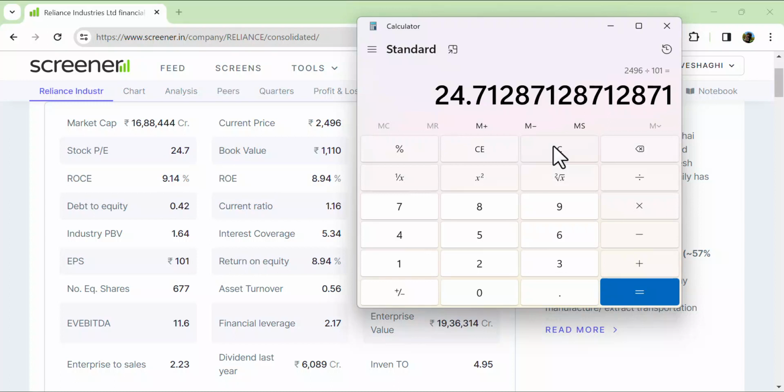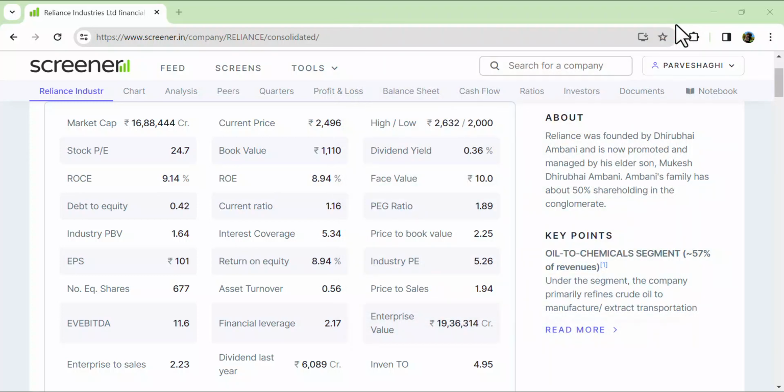Now the PE ratio is dependent on the industry. Every industry has its own PE ratio, which is called the industry PE ratio. If you take all the companies in the same industry and calculate an average, we get the industry PE ratio. So what is the industry PE ratio I'm getting? 5.26. Now it's very low.